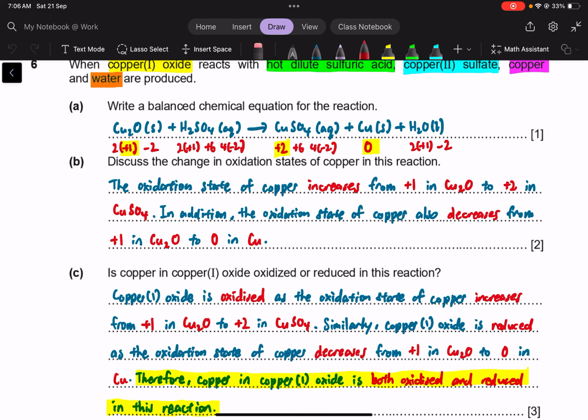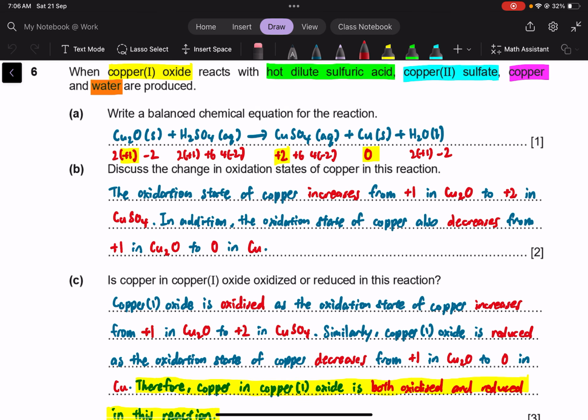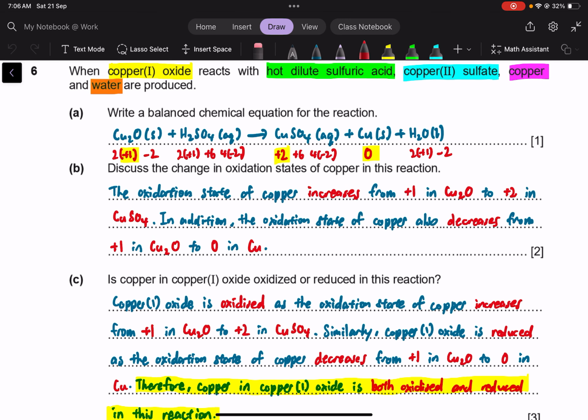So for part B, they are asking you to discuss the change in oxidation state of copper. If you realize, from copper 1 oxide to copper 2 sulfate, the oxidation state of copper increases from +1 to +2. However, do realize that in addition, the oxidation state of copper also decreases from +1 in copper 1 oxide to 0 in copper. So copper in this case has obtained two different oxidation states in the products.